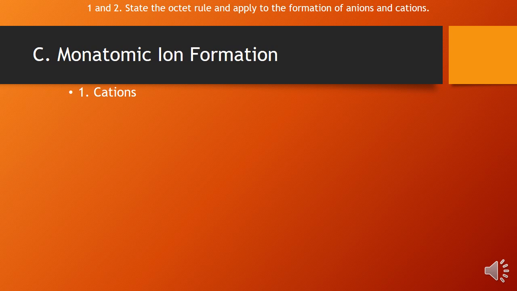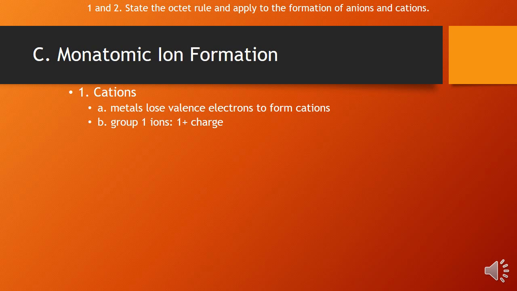Let's consider how cations are formed. Metals will lose valence electrons to form cations, and let's examine why that is. Let's start by looking at the group 1 ions. All group 1 ions are going to have a 1+ charge to them, and you'll see why here after this lesson. Let's consider the element lithium.